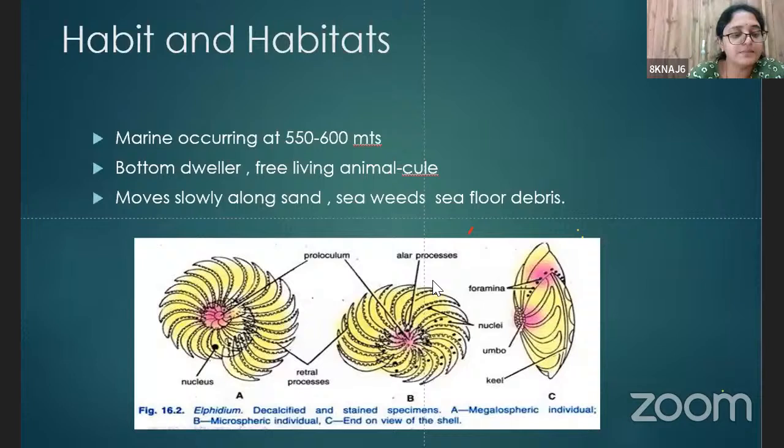So what happens is the central part through which protoplasm keeps flowing around, and you also have the central part of the shell, which is known as the umbo, and the peripheral part, which is known as the keel. This peripheral part is known as the keel.